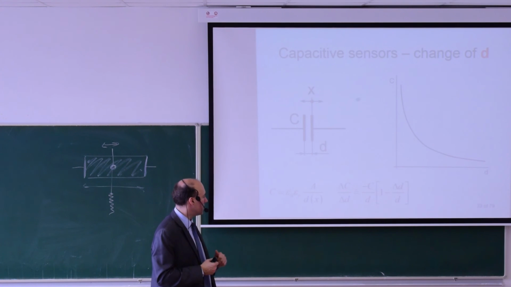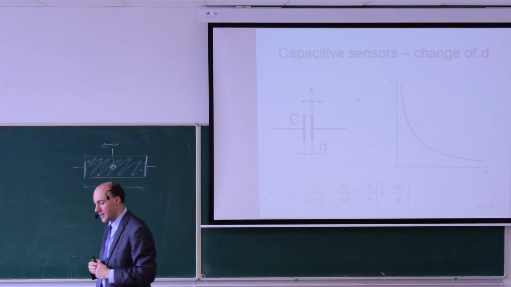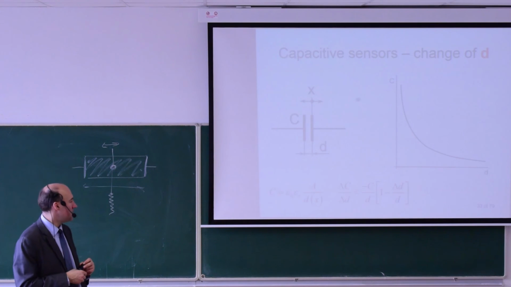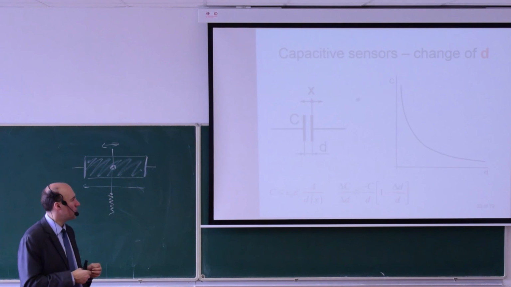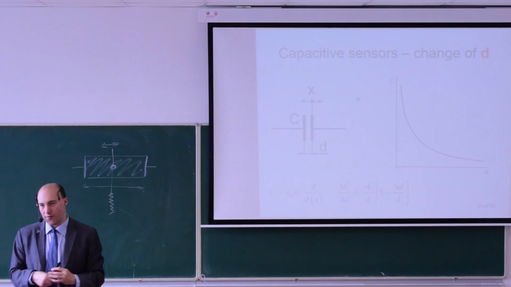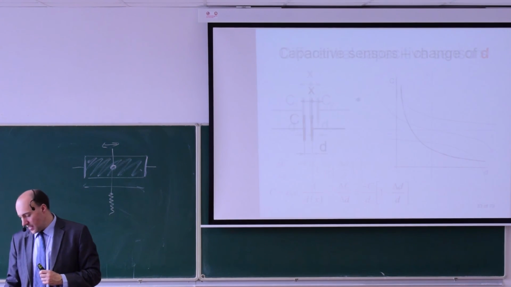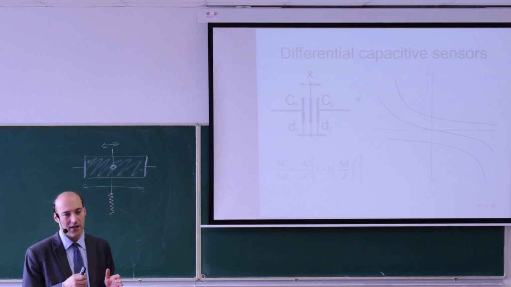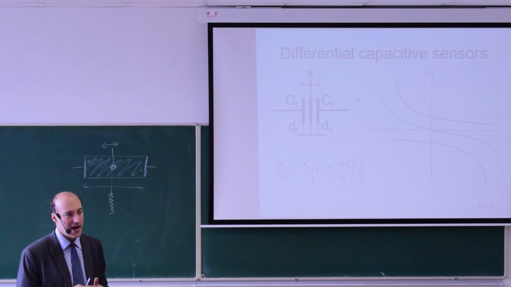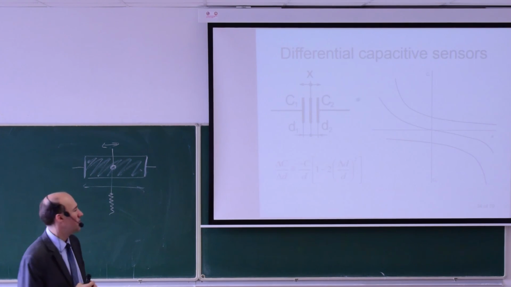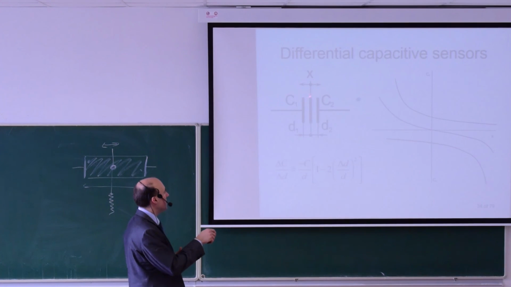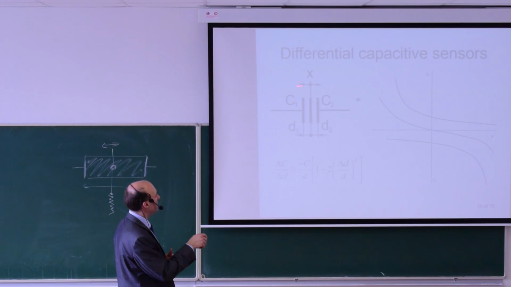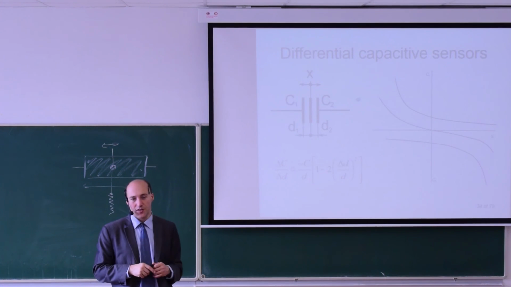We are typically not using this sensor directly due to the non-linearity, but we are trying to combine two electrodes together and to form a differential capacitor. A differential capacitor is a device that has one electrode that is moving and two electrodes that are fixed. You see the arrangement here. The middle electrode is moving left and right, and this electrode and this electrode is fixed.